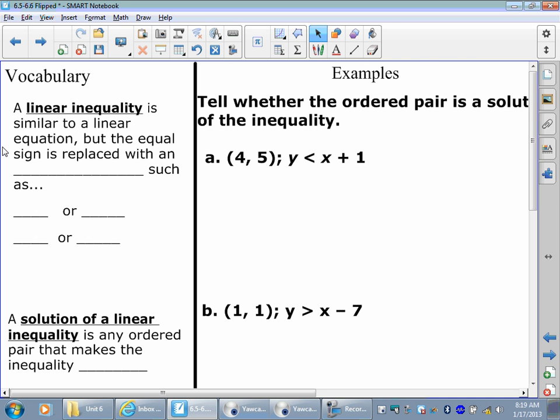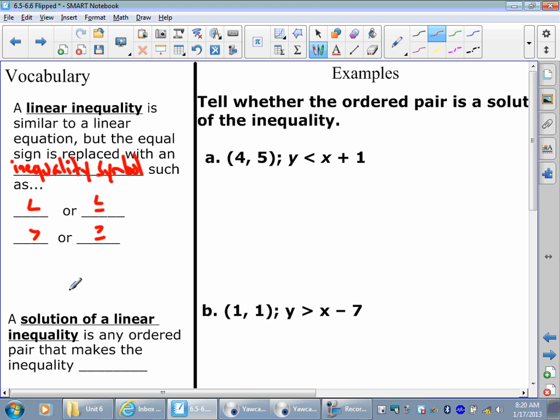Over here, the vocabulary section. A linear inequality is similar to a linear equation, but the equal sign is replaced with, well, what are we replacing our equal signs with? With an inequality symbol. All right? We are replacing them with an inequality symbol. Such as, you remember that one, which hopefully your mind just said less than, and this one, less than or equal to, and then this one, greater than, and greater than or equal to.